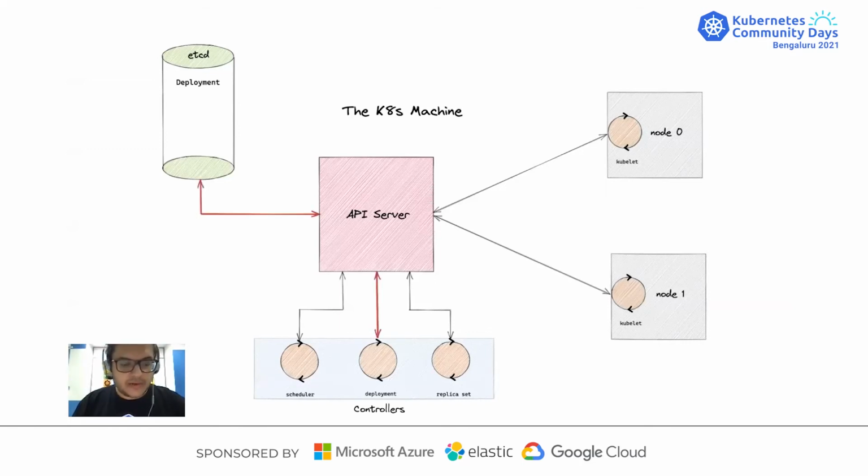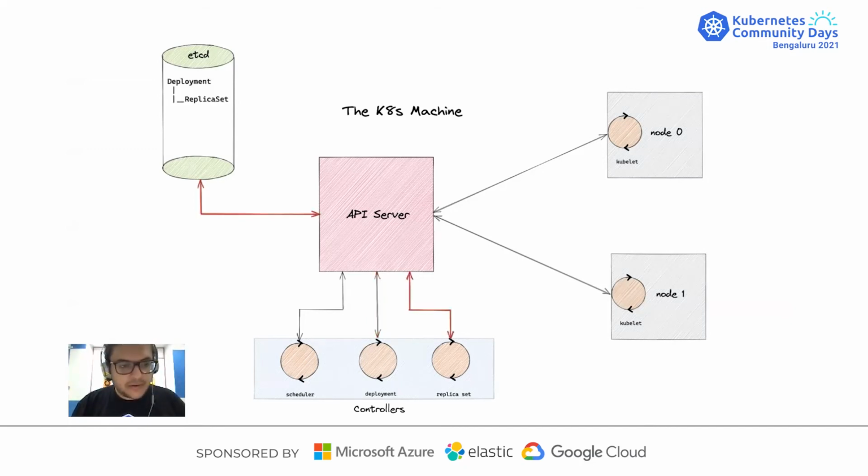Now the deployment controller sees that a deployment is created. The deployment says that I want 3 replicas running at all times, but there is nothing there. So it creates a replica set object, which is responsible for making sure 3 replicas are running at all times.